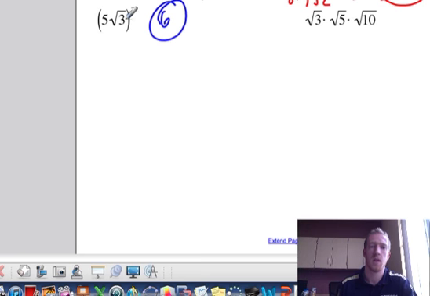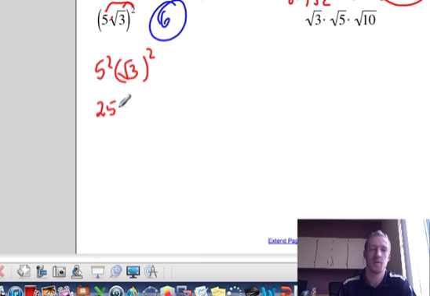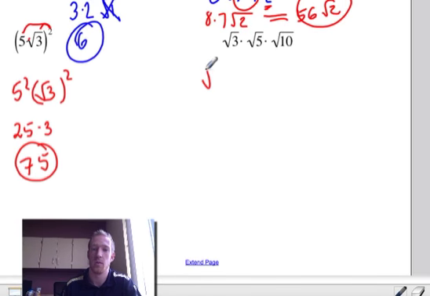So now 5 root 3 squared. The other way you can look at this is your exponent rules. Distribute the square to both of these. So you got 5 squared, and then you got root 3 squared. 5 squared is 25. And root 3 squared is 3. So that gives us a 75. So square root 3 times 5, and then this 10 is 5 times 2. So 3 times 5 times 5 times 2. So that's 3, 5, 10.